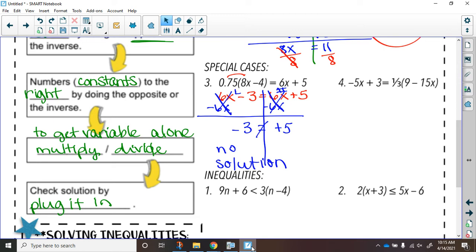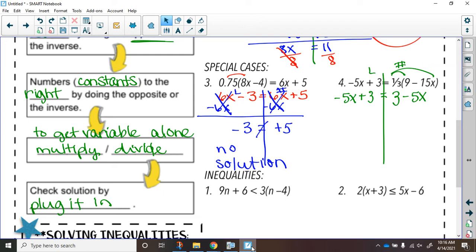And again, I'm going to start off by distributing. So 1/3 of 9 is 3, and 1/3 of -15x is -5x. Bring down your leftovers. And by now you can probably see that the left side equals the right side, but we're going to follow through and answer the rest of this question.